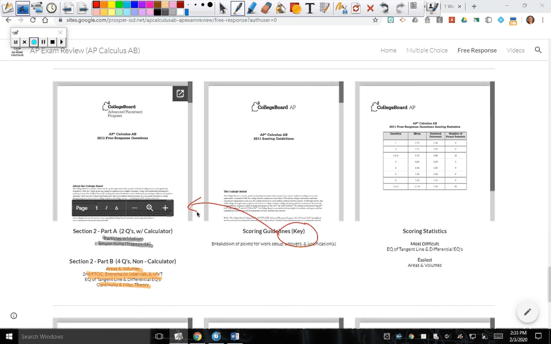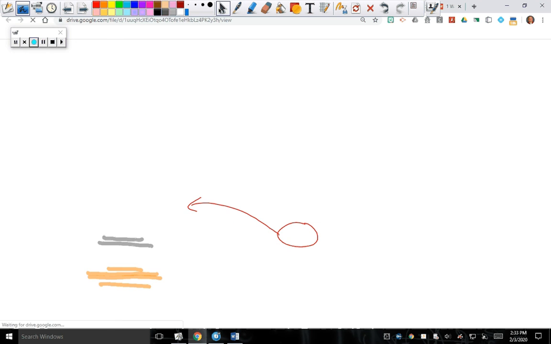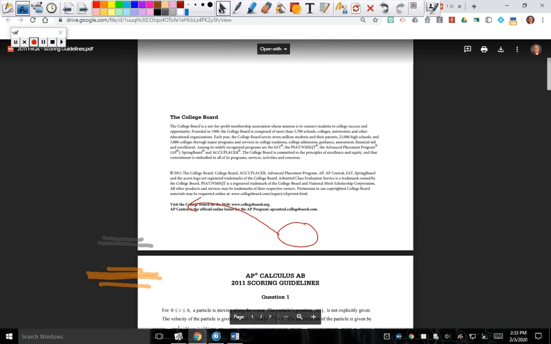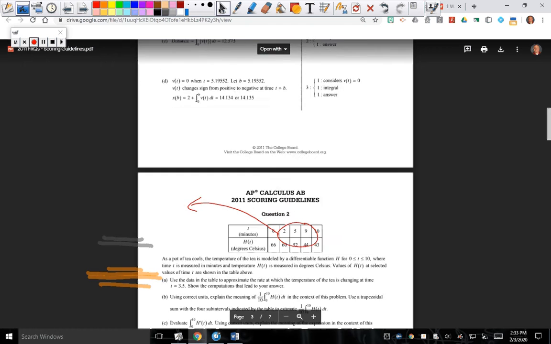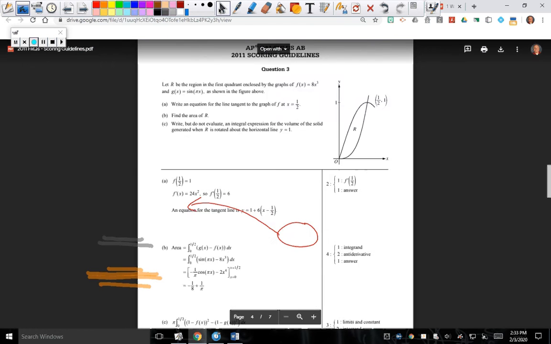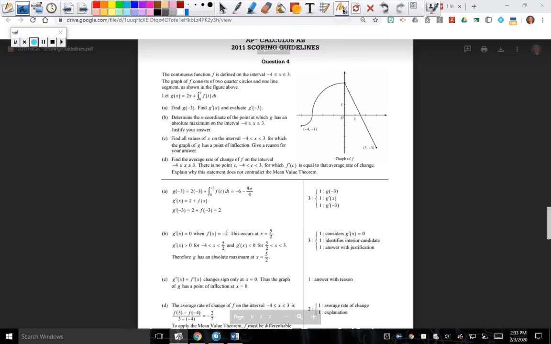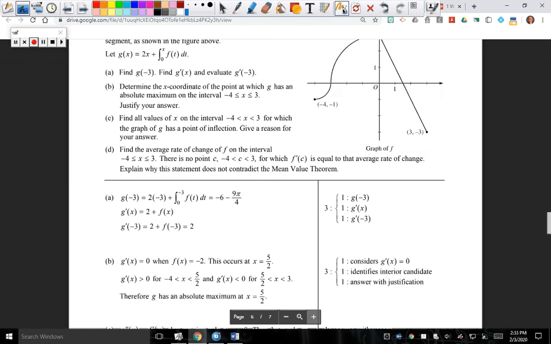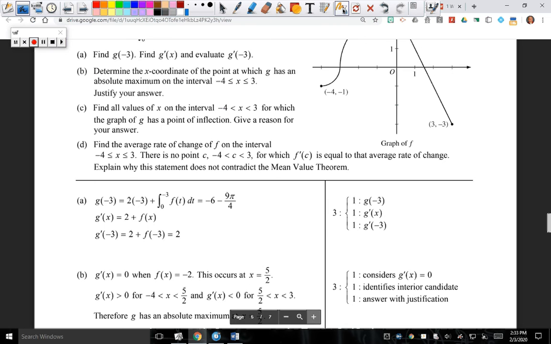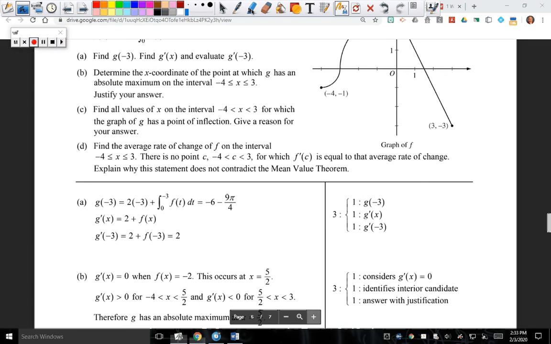So if I clicked on this key, it would take me to that specific year of questions. And let's say I went down to that graph right here. It would show me the breakdown of what Mr. O'Brien and hundreds of other, thousands of other teachers do in the summer when they go to grade these AP exams.